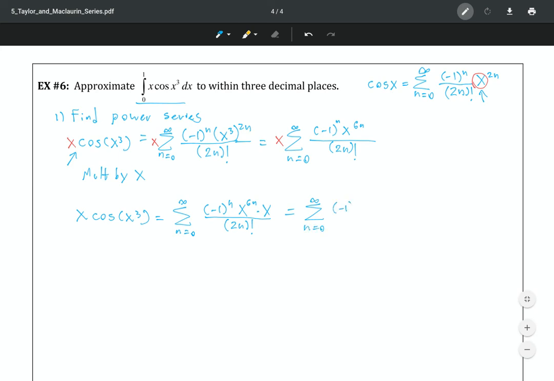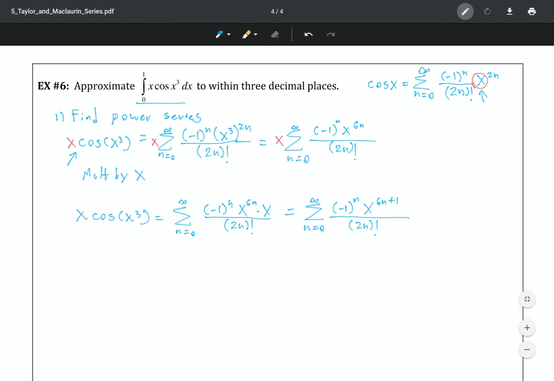And I would recommend it because if you have to take an antiderivative, which I do, combining these x terms probably would be ideal. So at this point, it's not really a matter of preference. It's just going to make my math easier, right? So there's that power series.